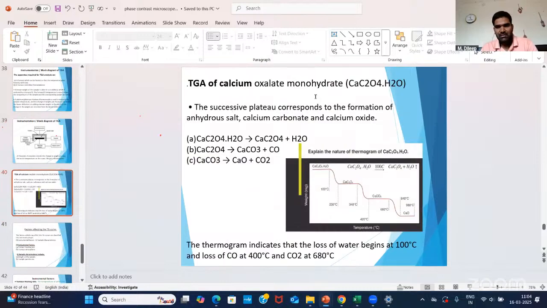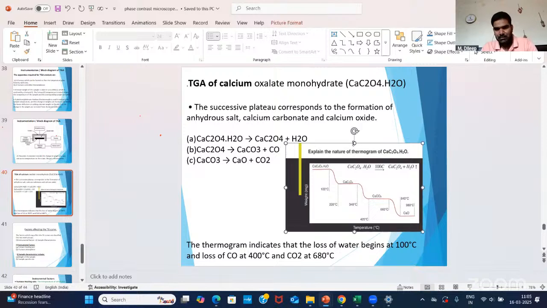So, TGA of calcium oxalate monohydrate. Let us see the thermogravimetric analysis of calcium oxalate monohydrate, CaC2O4·H2O. The successive plateaus correspond to the formation of anhydrous salt, calcium carbonate, and calcium oxide.